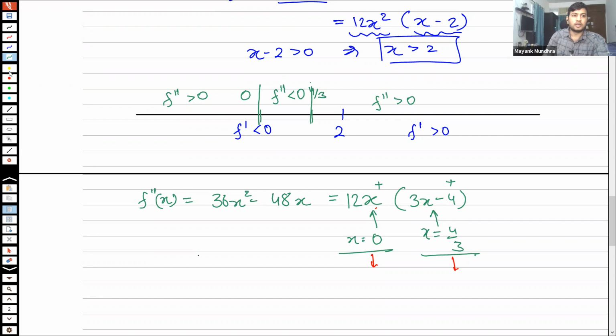So this region is your, so basically whenever you have f double prime positive, they call it concave upward. This is f double prime negative, concave downwards, and again you have concave upwards. Right? So your important points till now are 0, 4/3, and 2. So these are your important points.